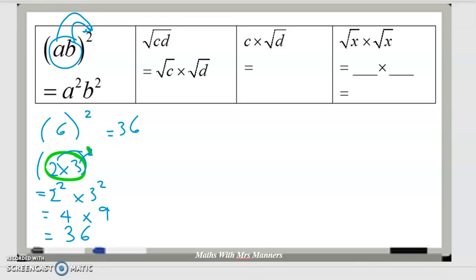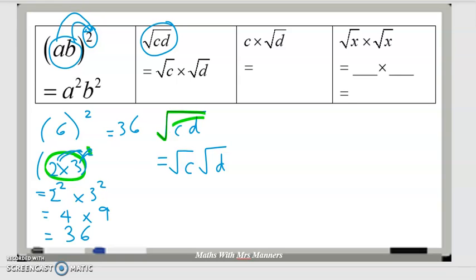Well, that's because over here, I'm going to square root two numbers. The square root is the opposite operation of squaring, but the idea is the same: if you're going to square root c times d, that would be exactly the same as square rooting c and square rooting d. Just like that's the same as squaring 2 and squaring 3, this operation applies to both the c and the d.